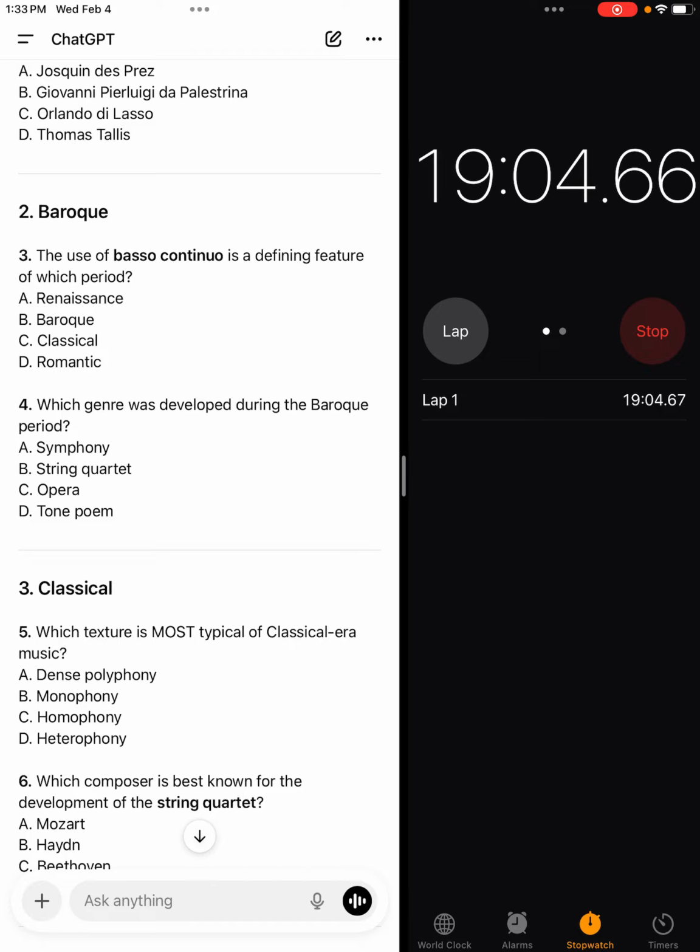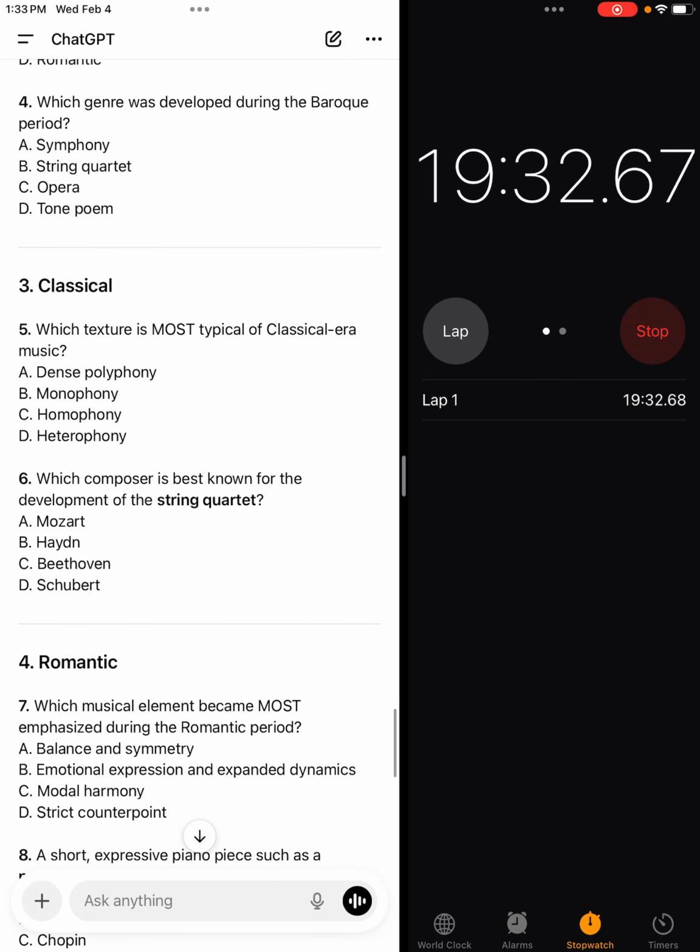The use of basso continuo defines which period? The genre developed during the Baroque period. If I remember correctly, Baroque gave power to the strings, and what happens there would have to be quartets. So be it on that one.